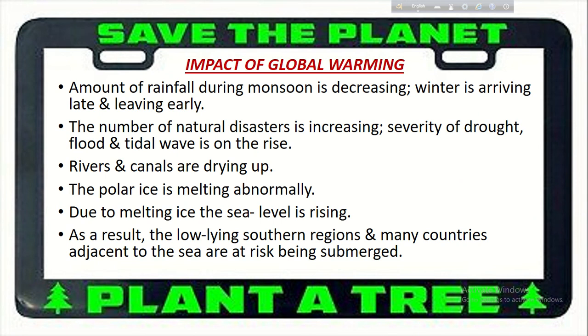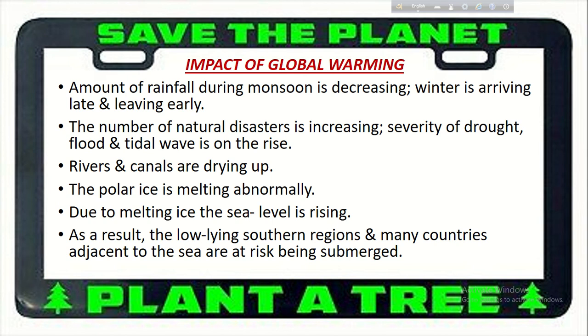How may global warming affect the ecology and lifestyle in Bangladesh? The amount of rainfall during monsoon is decreasing, and winter is arriving late and leaving early. So the weather and climatic phenomena have changed. The number of natural disasters is increasing day by day. The severity of drought is increasing, and floods and tidal waves are on the rise. Natural disasters are attacking us a lot. Rivers and canals are dried up.